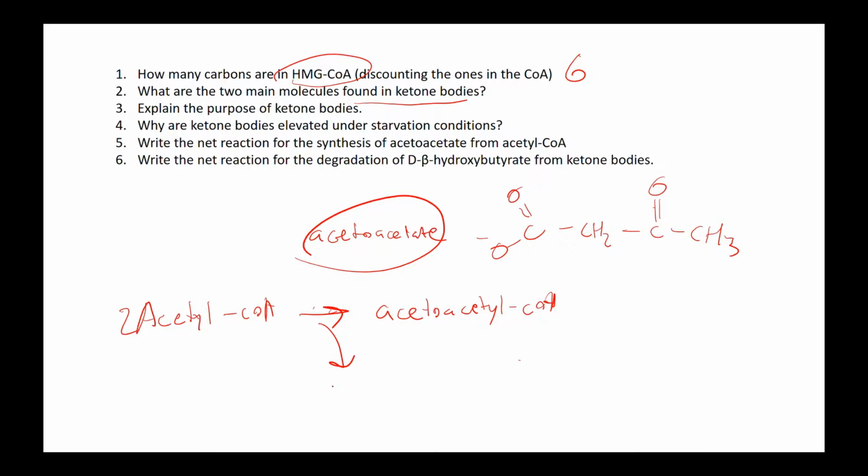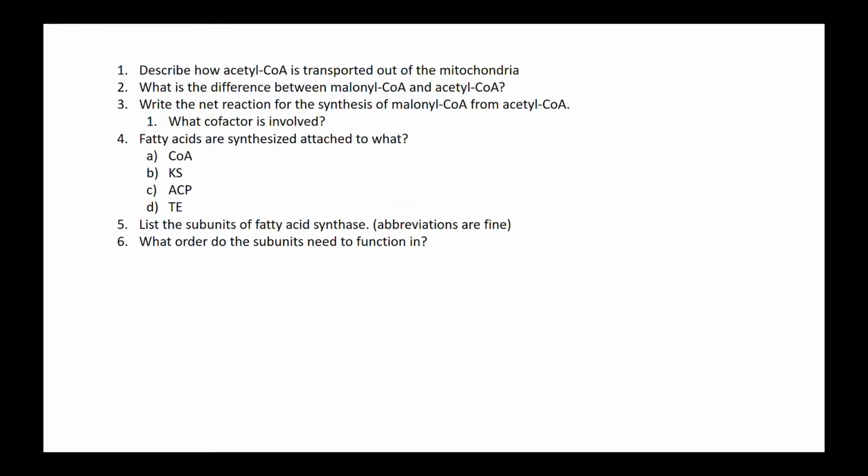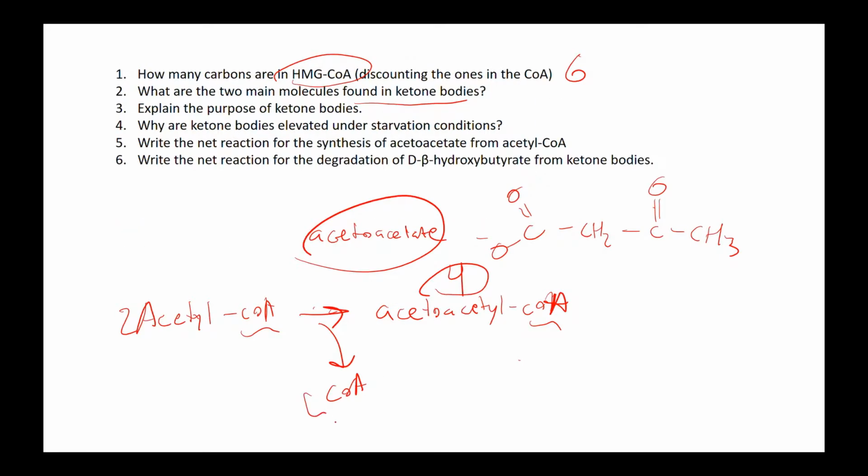In order to do that, we had 2 of these CoAs, but there's only 1 CoA on this molecule with 4 carbons on it. So we had to lose a CoA, and that's one of our products down here. Then we take another acetyl-CoA and add it in here, and we also lose a CoA, because now we're making our 6 carbon compound that I asked about in the first question, HMG-CoA.